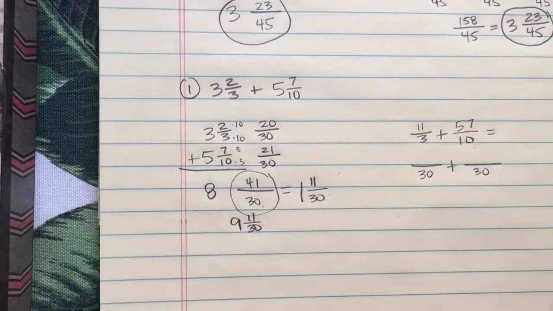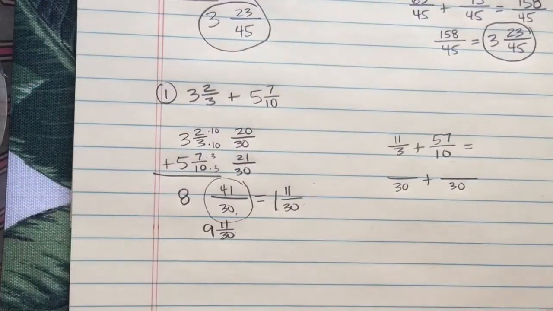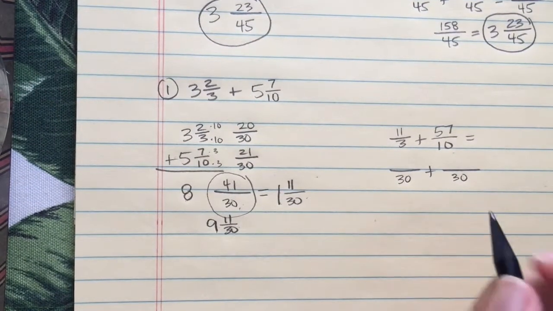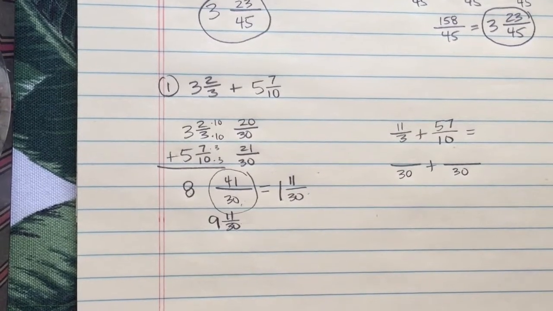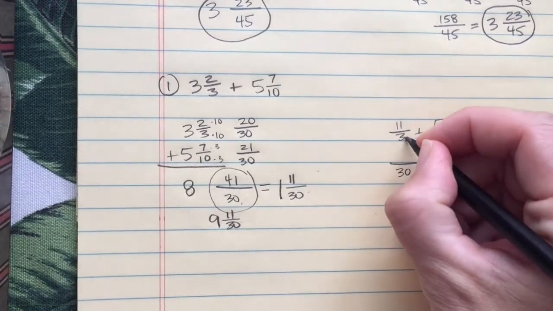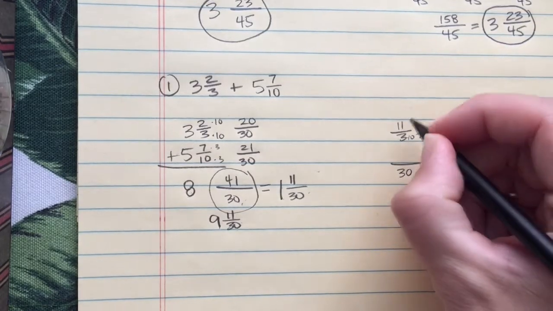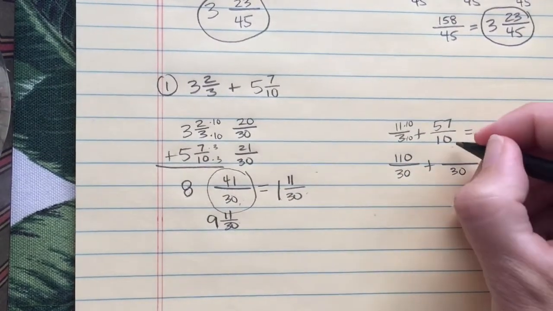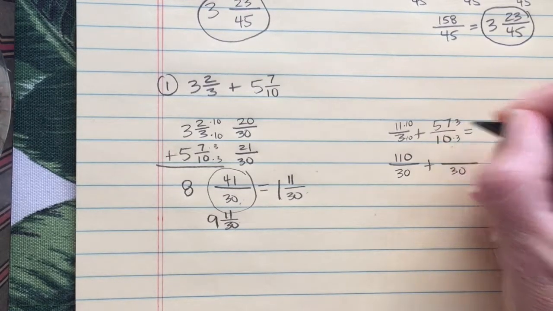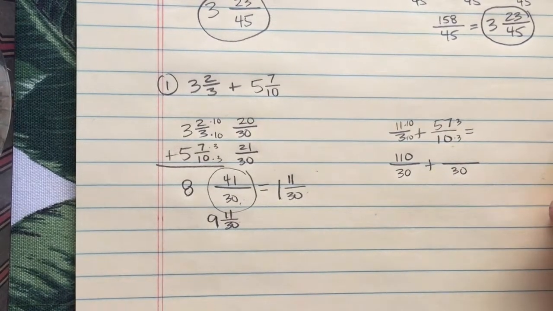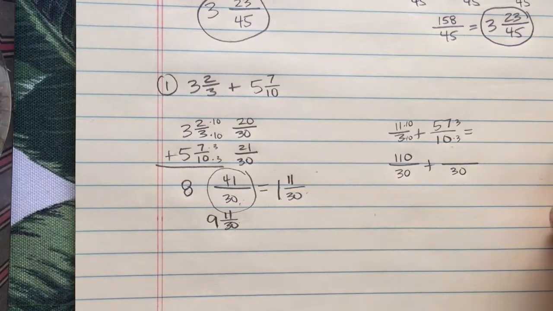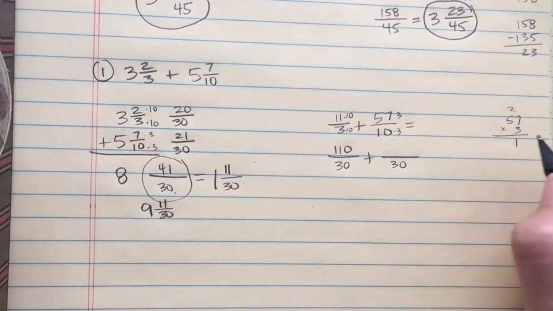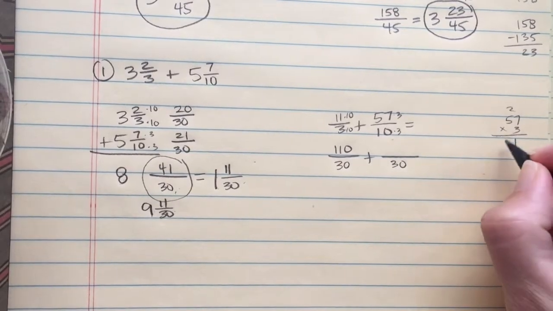Okay? Let's try the other way. So 30 again is the common denominator. So I'm going to change my fractions around real quick. I'm going to do some math off to the side, because I don't know 57 times 3 in my head.